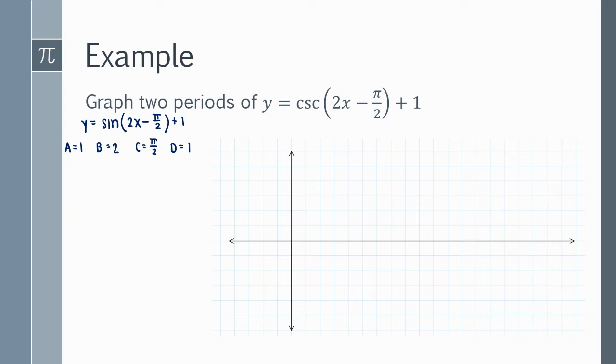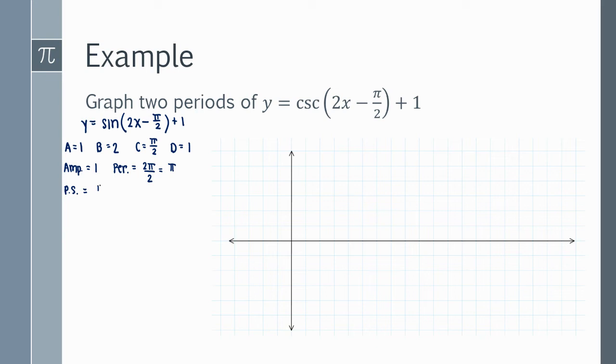All right, so if we're thinking about our amplitude, we're going to have the absolute value of 1, so 1. If I'm thinking about the period, we want to think about 2 pi and divide it by b, which is 2. So that means our period is pi. We now are going to have a phase shift. Remember, your phase shift is always c divided by b.